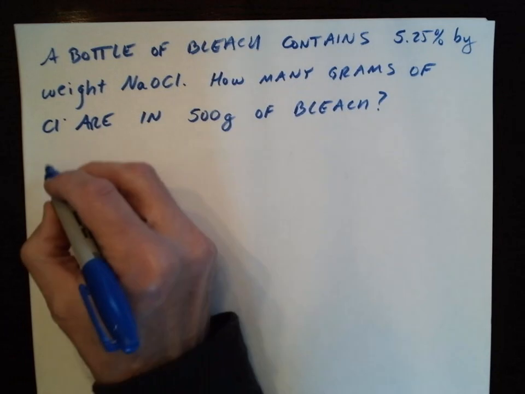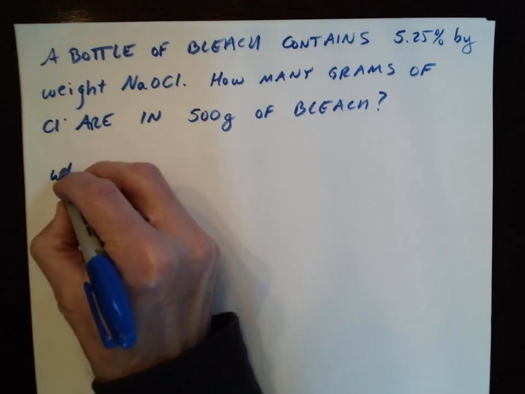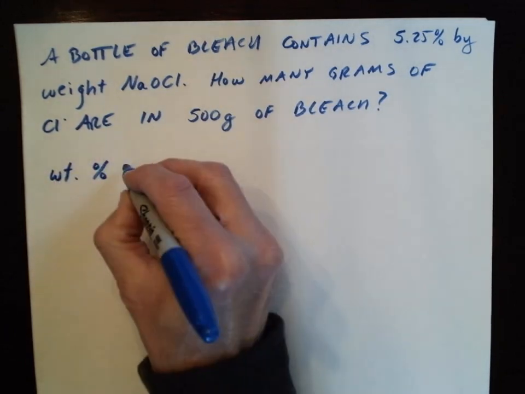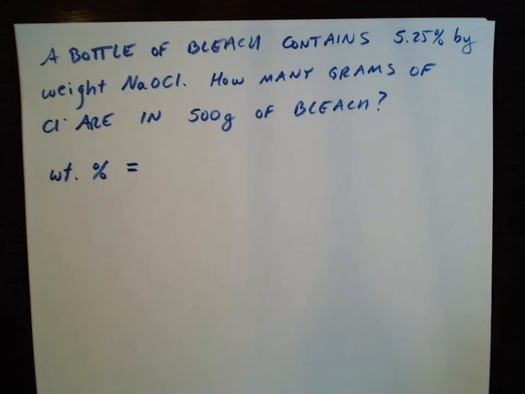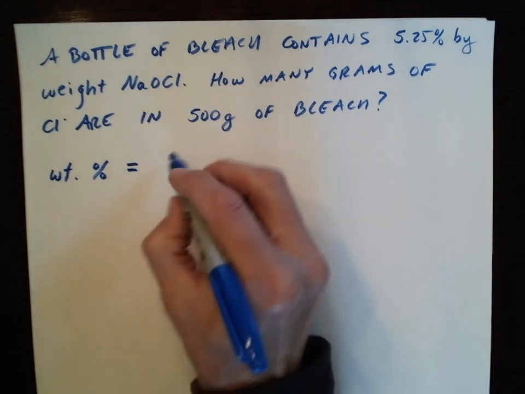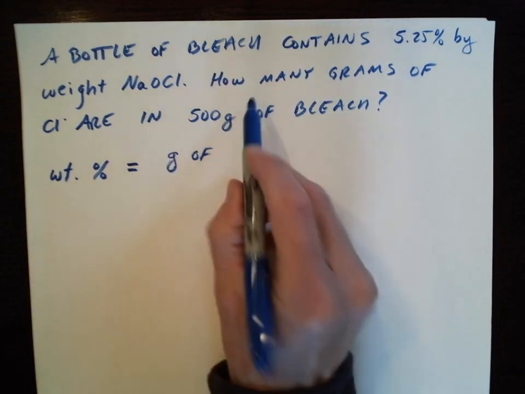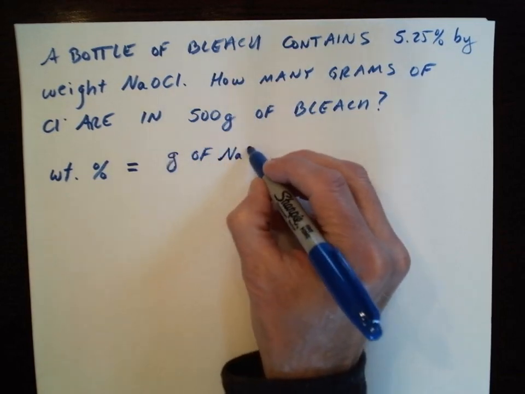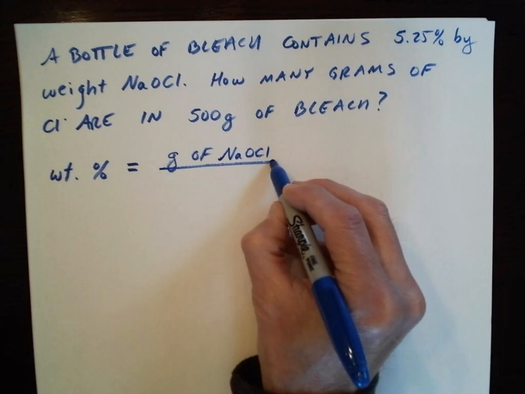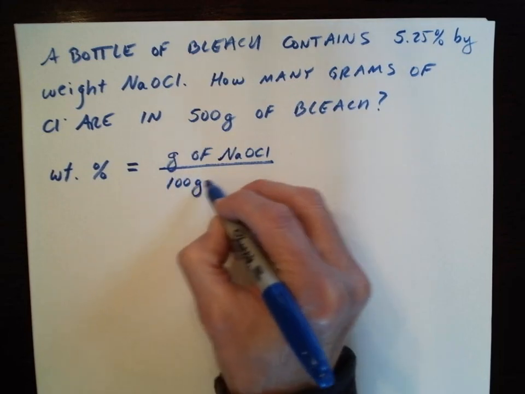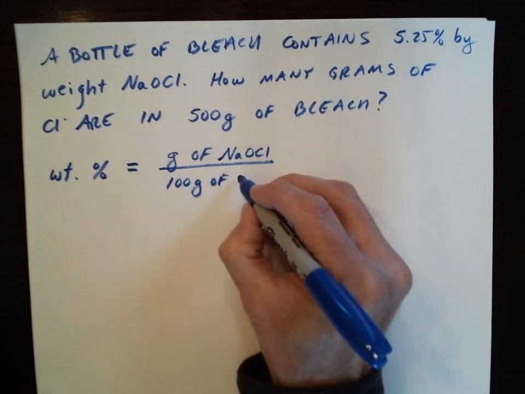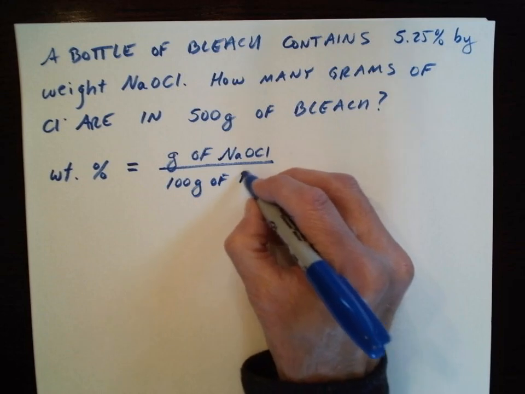Well, let's remind ourselves of the definition of weight percent. The definitions of all these concentrations are going to be very important. So weight percent is going to be the grams of your substance of interest, which in this case is sodium hypochlorite, for every 100 grams of the solution, which in this case the solution is bleach.